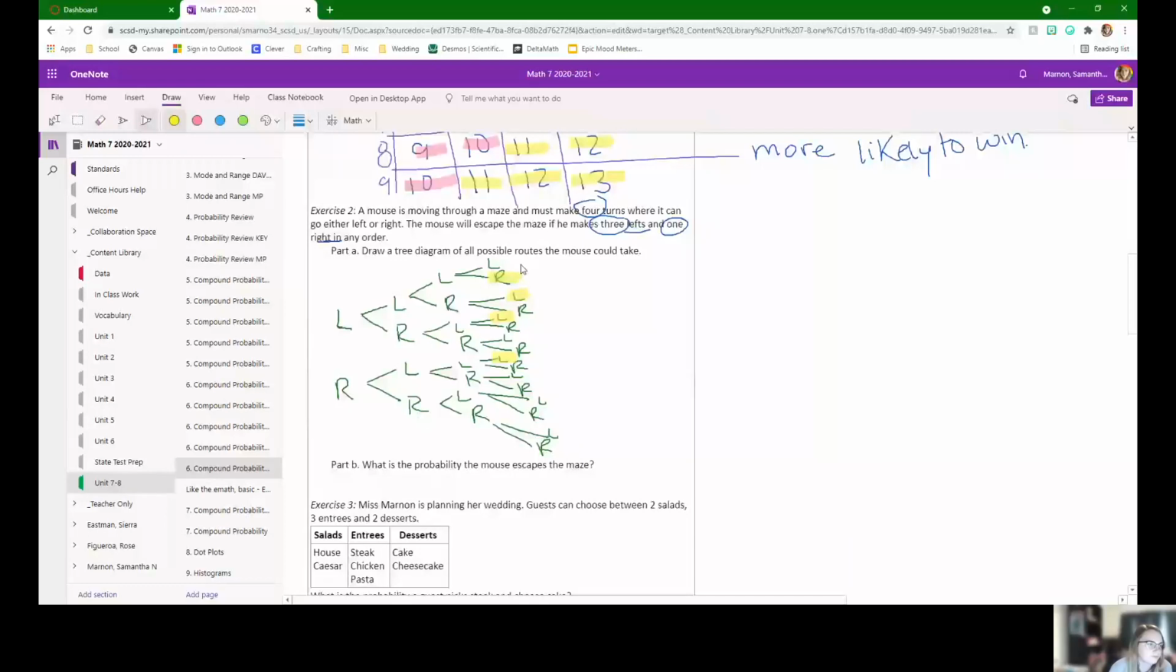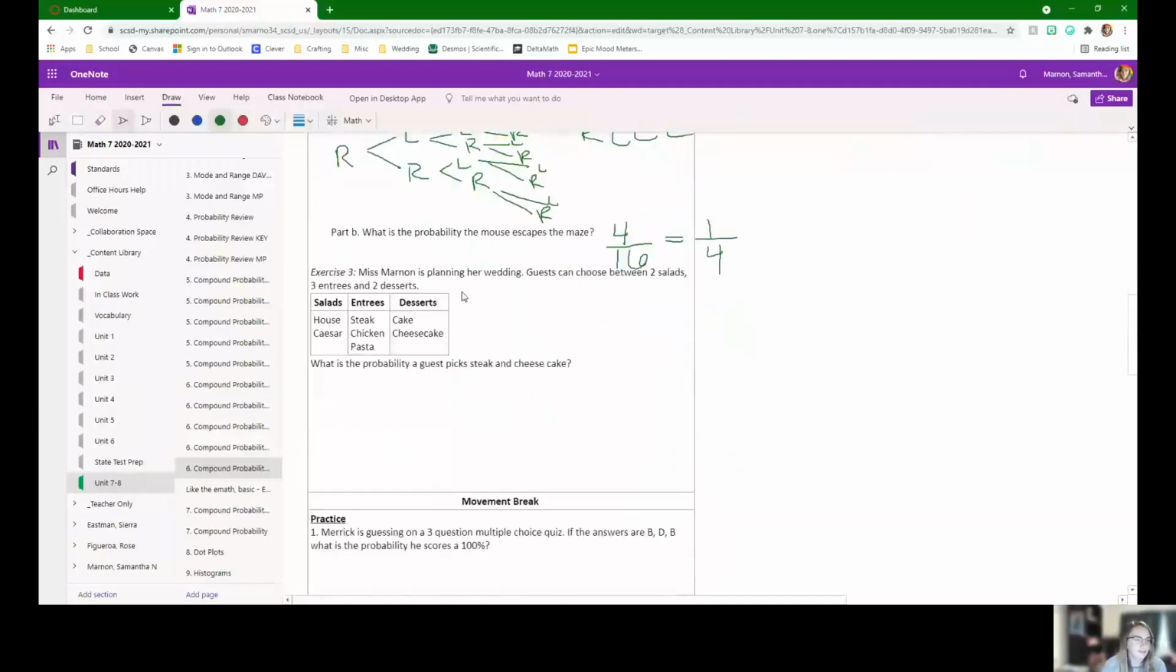So it looks like we have 4 ways. Could be left, left, left, right. It could be left, left, right, left. It could be left, right, left, left, or right, left, left, left. Those are the 4 ways that the mouse can escape out of the 16 total. That's 4 out of 16. Or we could simplify to 1/4.